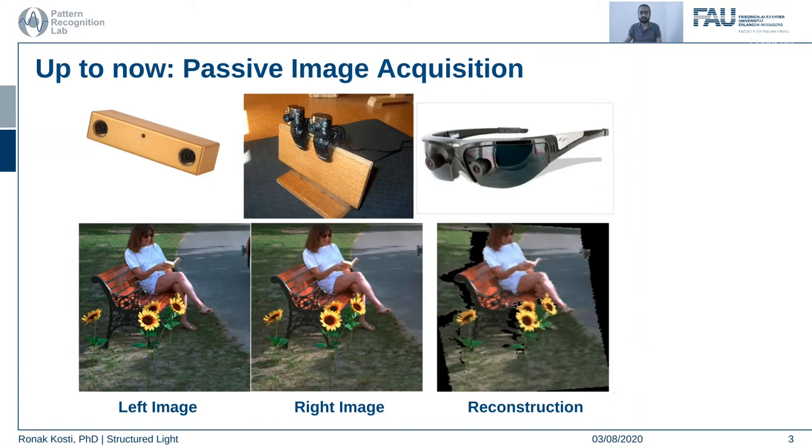So in binocular stereo vision or in dense motion estimation, what we are doing is using multiple cameras to reconstruct the 3D depths or 3D locations of each and every pixel point. So the reconstructed image gives us the depth of every pixel in the image. This is called passive image acquisition.